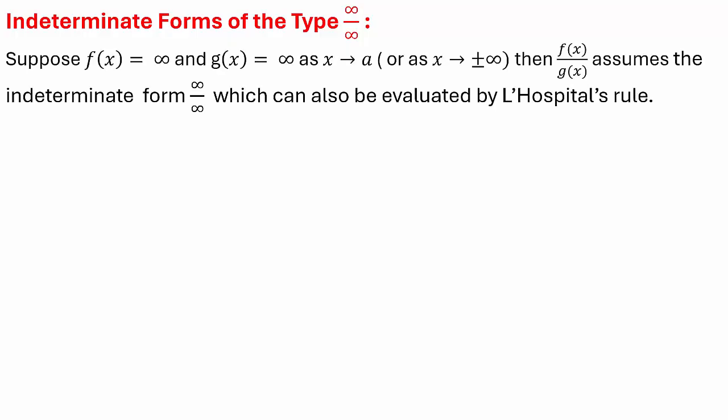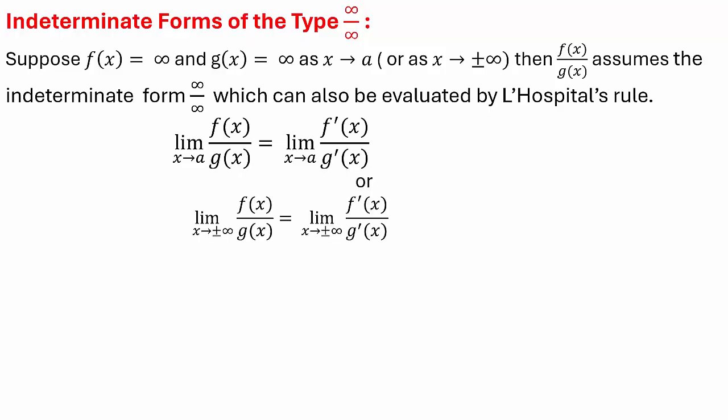Indeterminate forms of the type infinity/infinity. Suppose f(x) equals infinity and g(x) equals infinity as x tends to a, or x tends to plus or minus infinity. Then f(x)/g(x) assumes the indeterminate form infinity/infinity, which can also be evaluated by L'Hospital's rule. Limit as x tends to a of f(x)/g(x) equals limit as x tends to a of f'(x)/g'(x), or limit as x tends to plus or minus infinity of f(x)/g(x) equals limit as x tends to plus or minus infinity of f'(x)/g'(x).